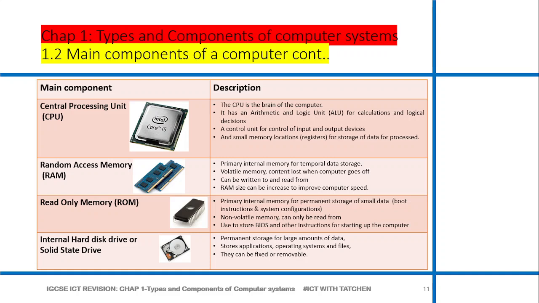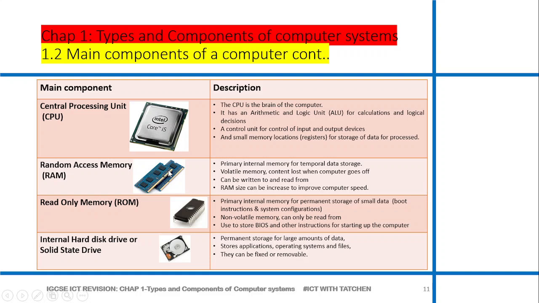Then it also has a control unit which controls input and output devices. So that is another function the CPU does. And it also has what we call registers for storage of data being processed. If you want to process data, it is temporarily stored in the registers and retrieved once it's needed. Then this next main component is the read-only memory, random access memory.